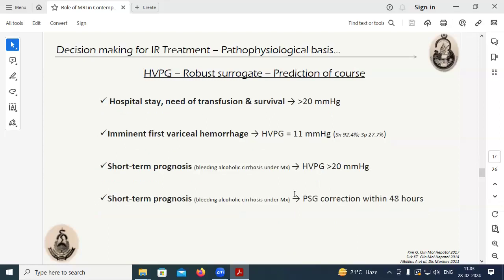And it can also help us with prognosticating the patient, for explaining to the patient what the chances would be of having a prolonged hospital stay, what the chances are of having a first variceal bleed, and in patients of alcoholic cirrhosis, what the short-term prognosis will be. If a patient of alcoholic cirrhosis walks into your ER and you are able to correct the portosystemic gradient within the first 48 hours to show that he's a responder, then that's a very good green flag for the patient in the long term.